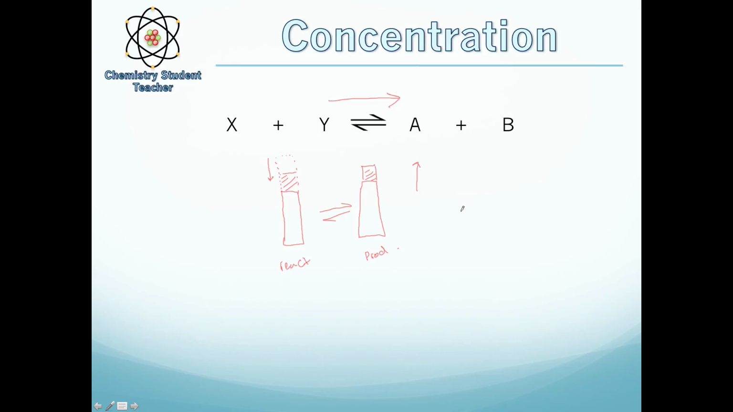So if we decrease the concentration of Y, then the equilibrium will just do the opposite. The equilibrium will just shift to the left because we now don't have enough Y for the system to be maintained. So A and B will react to produce more X and Y to get it back to what it wants to be, the original concentrations. So the equilibrium shifts to the left.